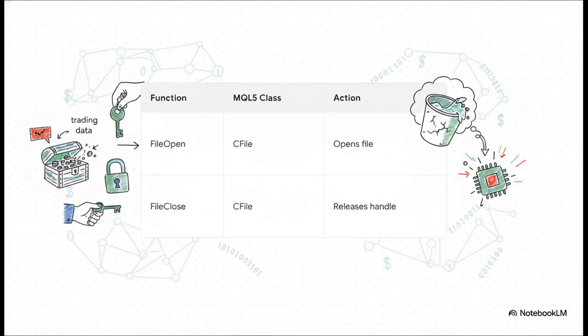To manage these tickets, you're going to constantly rely on these core operations from the CFile class. You request your ticket with FileOpen, and crucially, when you are completely finished writing your data, you must give that ticket back using FileClose. Seriously, failing to release the handle is just a memory leak waiting to happen, and it will eventually crash your EA.